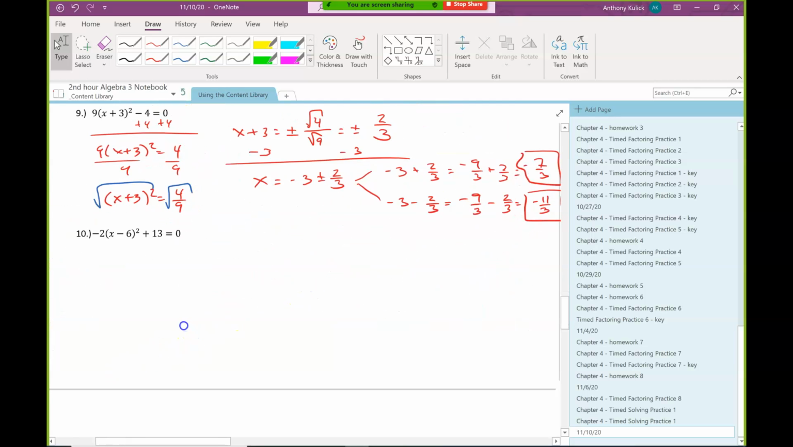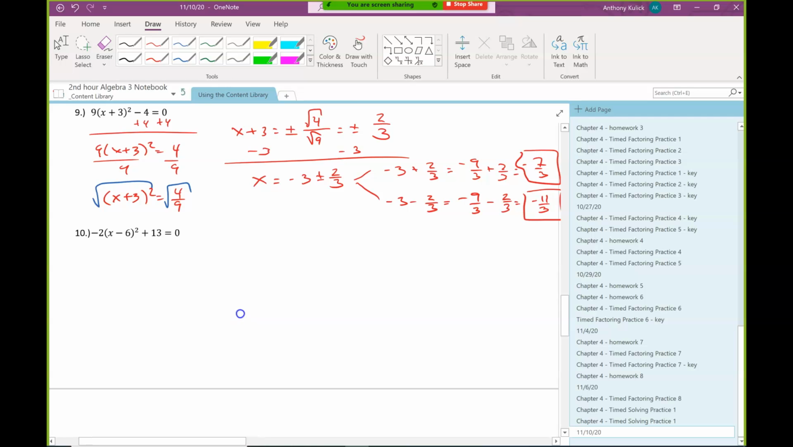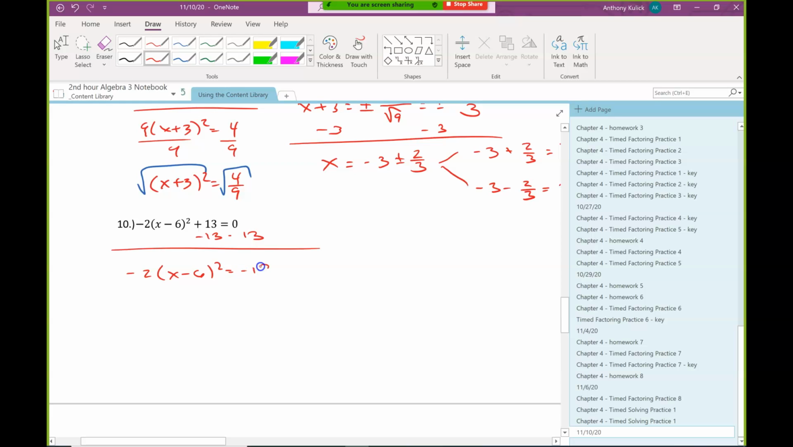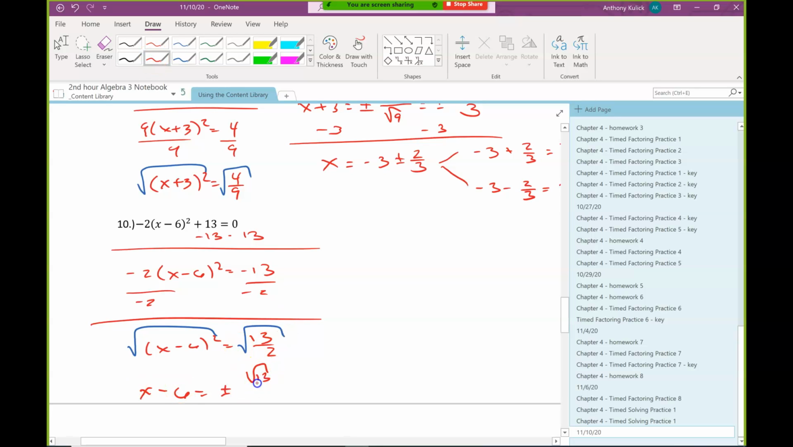Subtracting 13 from both sides. And then divide both sides by negative 2. And a negative divided by a negative is just a positive. And I'm going to leave that as a fraction. Then we'll square root both sides. So when we square root both sides of an equation, that creates a plus or minus. And when it's a fraction, I can take the square root of the top and the square root of the bottom.